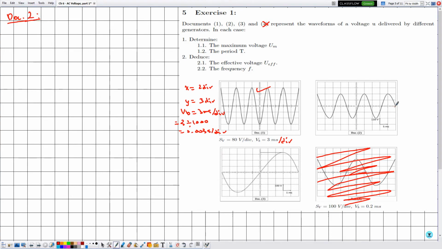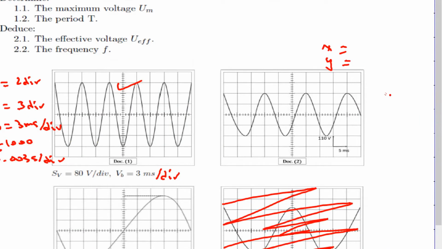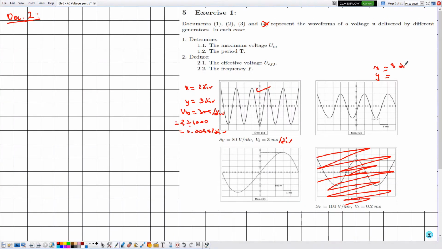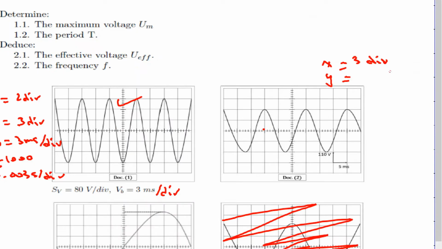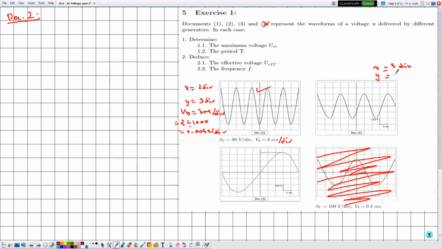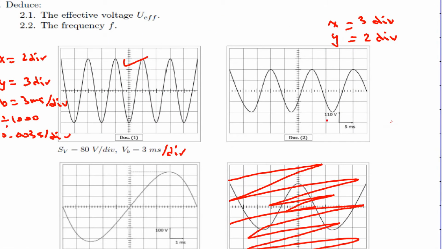Now also the trick in solving such type of exercises, as we said previously, is to directly determine the values of x and y. So the value of x is determined by 2 consecutive peaks, which is given by 1, 2, 3. And the value of y is given by the number of divisions from the center to the maximum point reached by the curve, which is 1, 2.